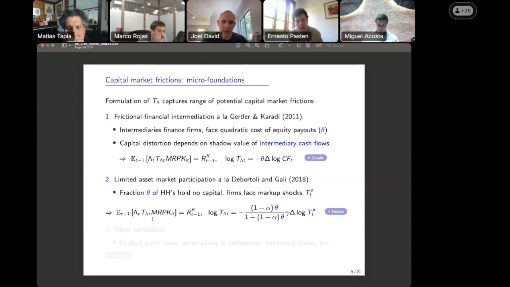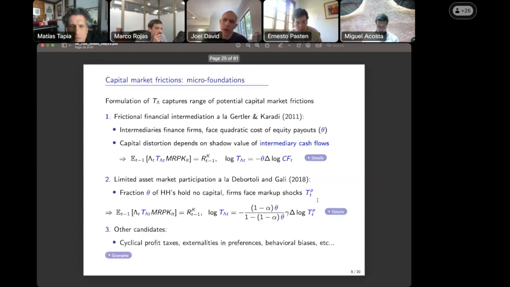You get exactly the Euler equation again that I showed you, but now the distortion depends on the share of constrained households theta and depends on the dynamics of the markup. Okay, and so what's happening here is only a subset of households hold capital. They're the ones pricing the asset. Because of the markup shocks, their consumption is more pro-cyclical than aggregate consumption, and that's making the world look riskier.